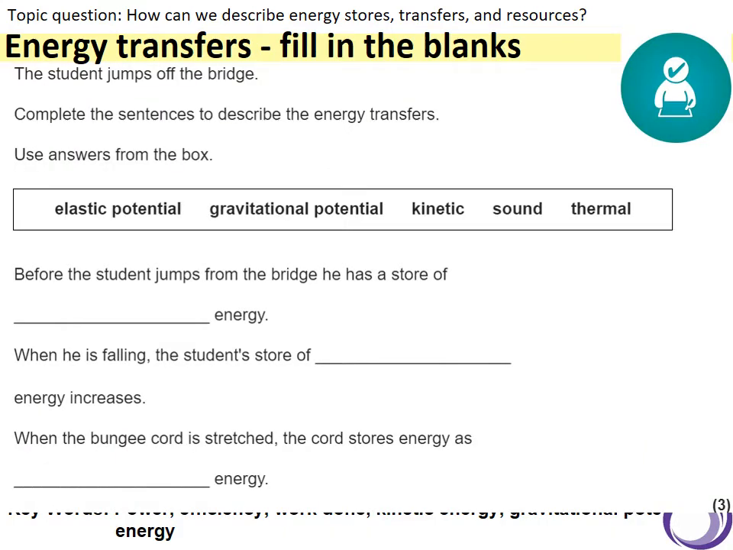So the student jumps off the bridge. You need to complete the sentences to describe the energy transfers, and you've got options to pick from the box.